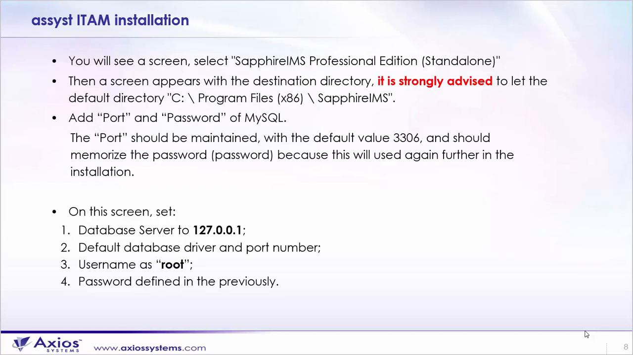Once we install it, again, we advise that it goes into C program files x86. We add in our ports and our passwords. This will all be notated and seen on the video in a few moments' time. We apply a database server, a driver and a port number. Username will be root and a password that we created earlier.